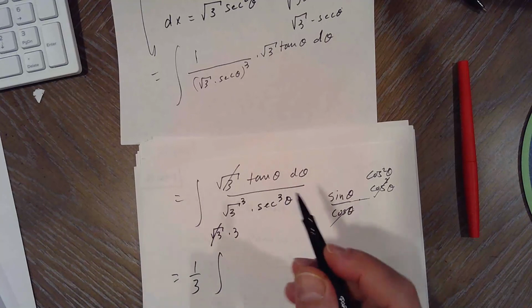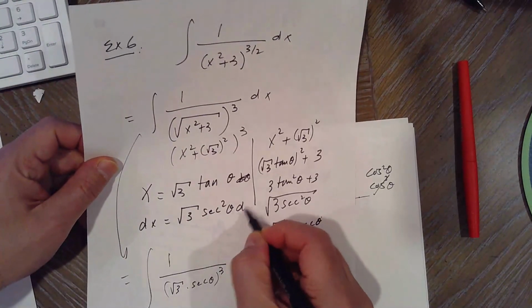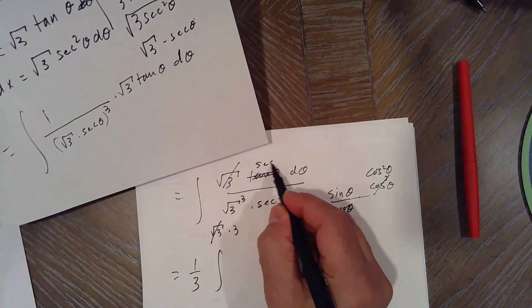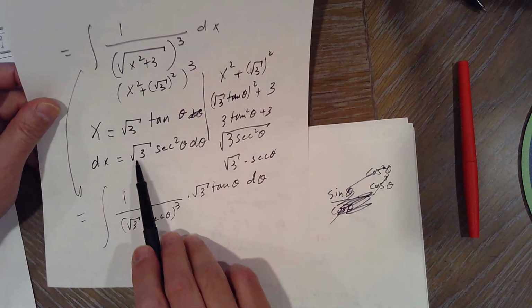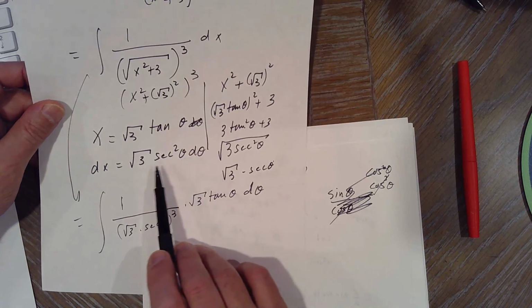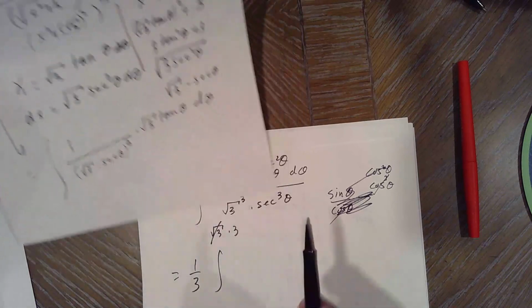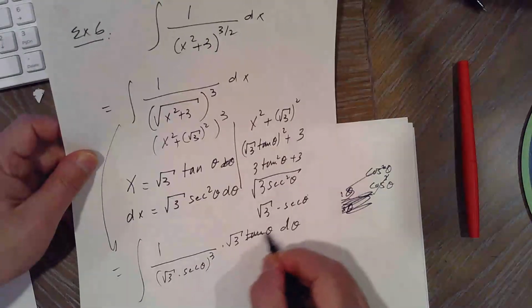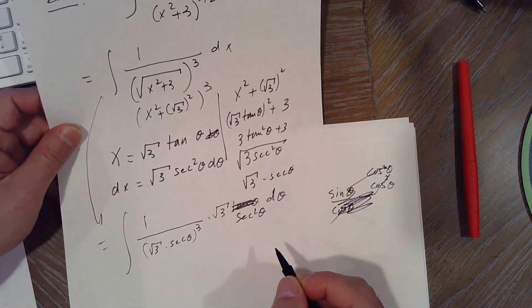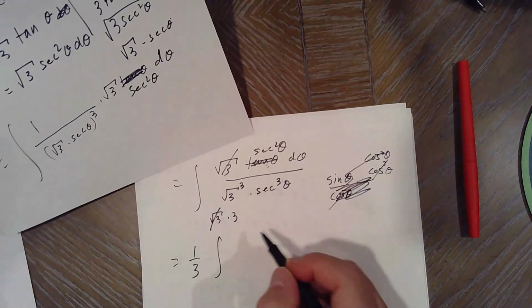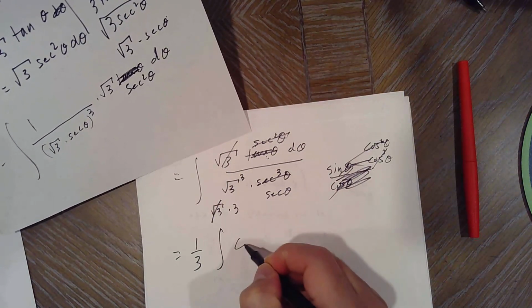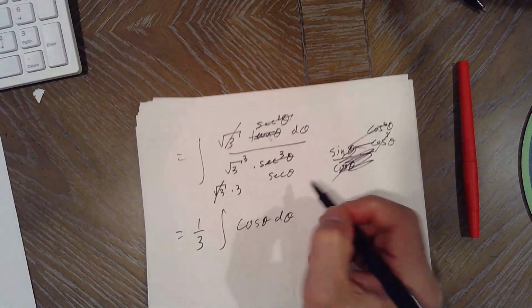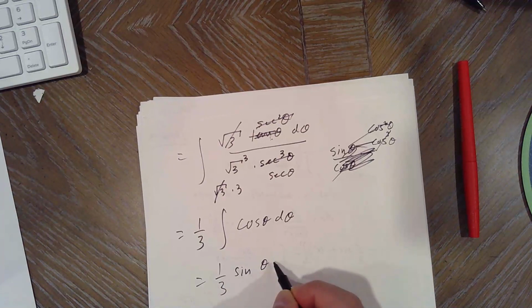I messed up. This should be root 3 secant squared d theta, it should be secant squared. dx, it froze a little bit, so dx is root 3 secant squared, okay? So what we're going to put here is root 3 secant squared, please fix that. So secant squared is going to cancel, so we get 1 over secant, which is cosine theta. That's a lot easier. So it's 1/3 sine theta plus c.